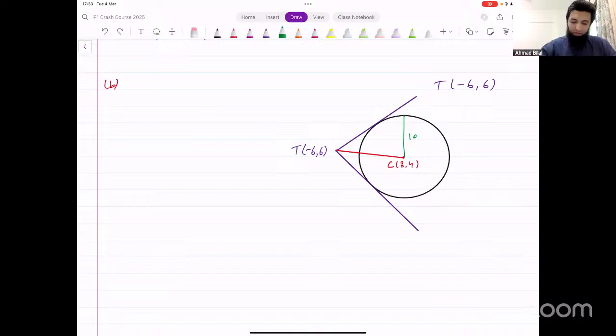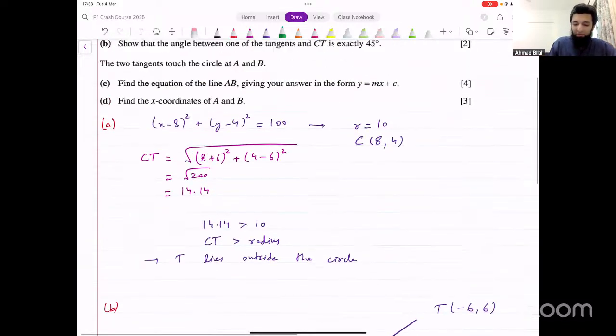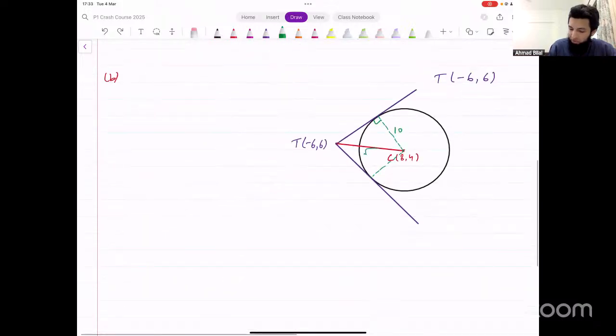We can make a right angle triangle. Remember, it always helps in problems like these. When you have two tangents coming from outside the circle, I would recommend you always make a kite-like figure. And then think of it using that. You have a right angle here. The radius is 10. And this side, CT, we've already found that before. CT distance, that is square root of 200. This is square root of 200.